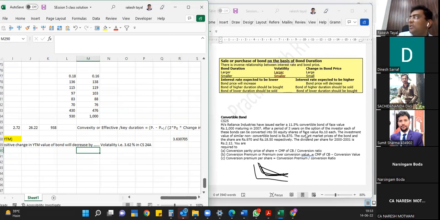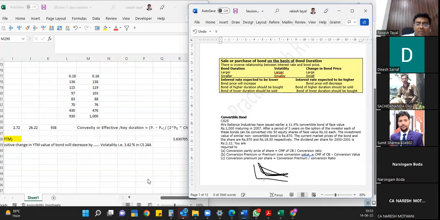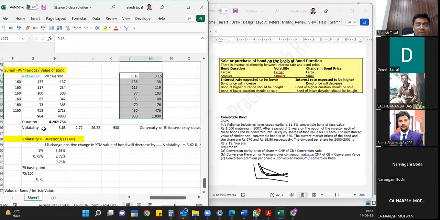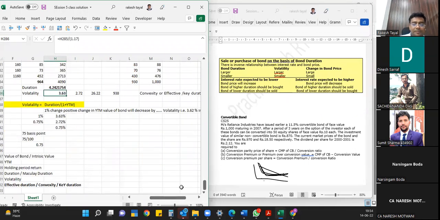Clear. Thank you, Dinesh. Key rate duration gives the slope with reference to two specific points, and the modified duration gives the slope in general, average slope. Thank you, Dinesh ji.